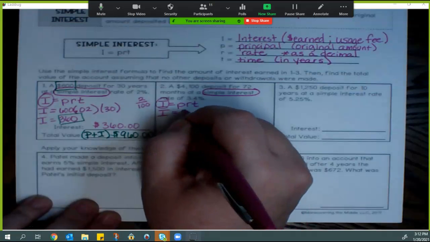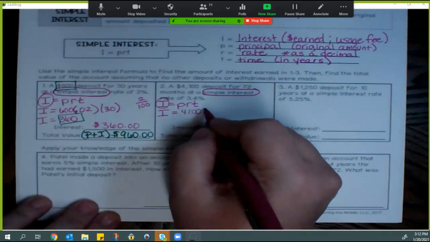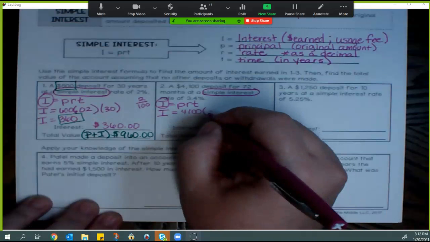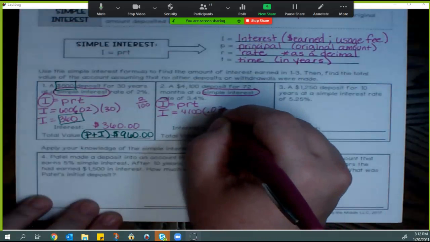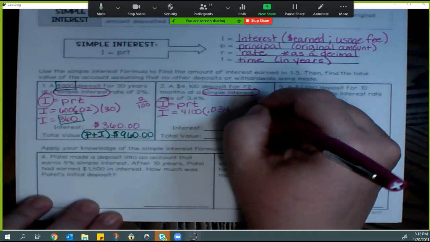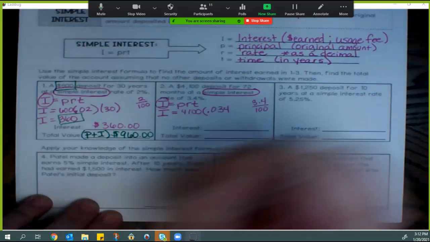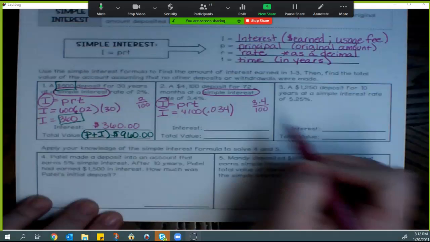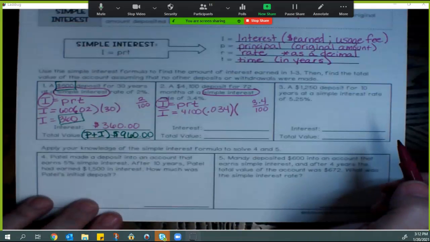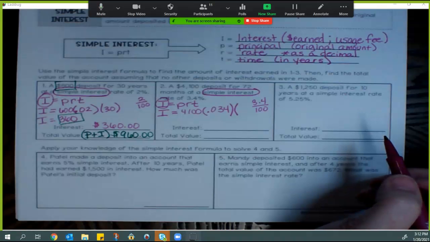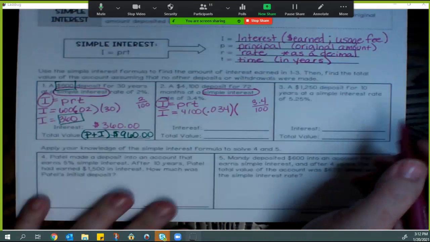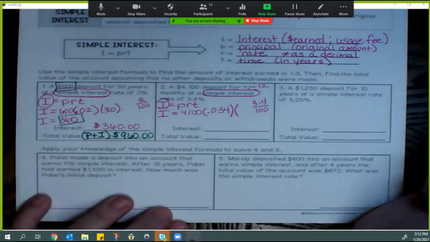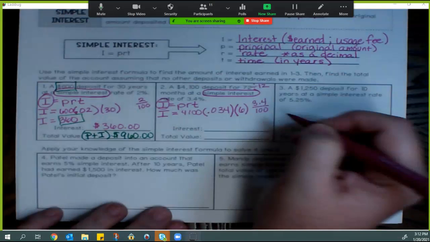Yes, $4,100 times my interest rate as a decimal. Yes, 0.034. Again, I could take 3.4 out of 100, divide that on my calculators. And then I need to multiply it by how many years? 72 months is how many years? It's 6. How did you find that out? Divided by 12, because there's 12 months in a year, so that is 6 years.